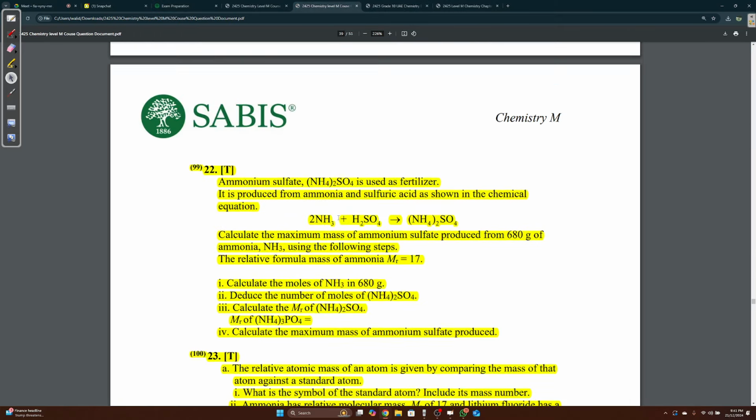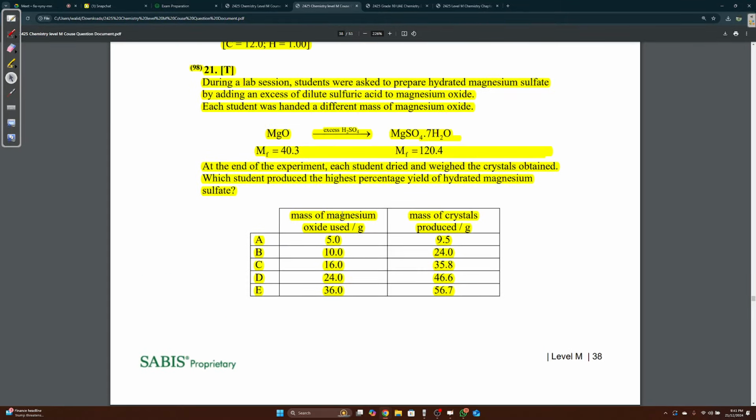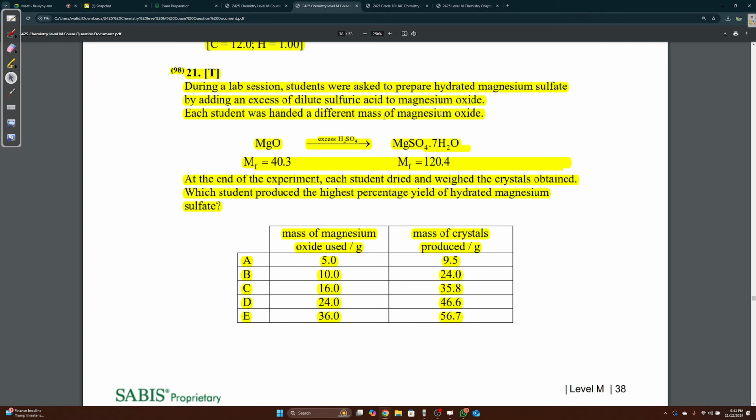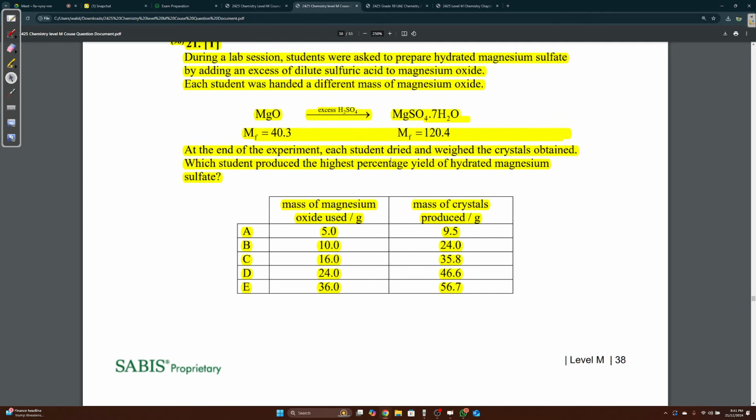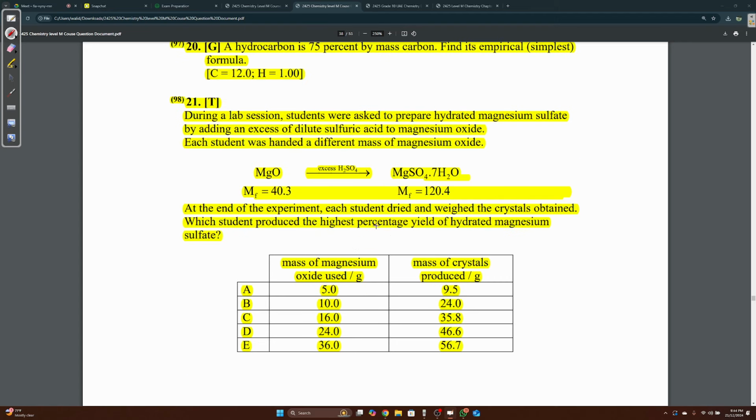Now 21, 22. Question 21: during a lab session, students were asked to prepare hydrated magnesium sulfate by adding an excess of dilute sulfuric acid to magnesium oxide. Each student was handed a different mass of magnesium oxide. This is the reaction. This is very easy. Basically, it's 5 students, student A, B, C, D, E. They used different masses of oxide and got different masses of crystals produced. They're asking us to find which one has the highest percentage yield.